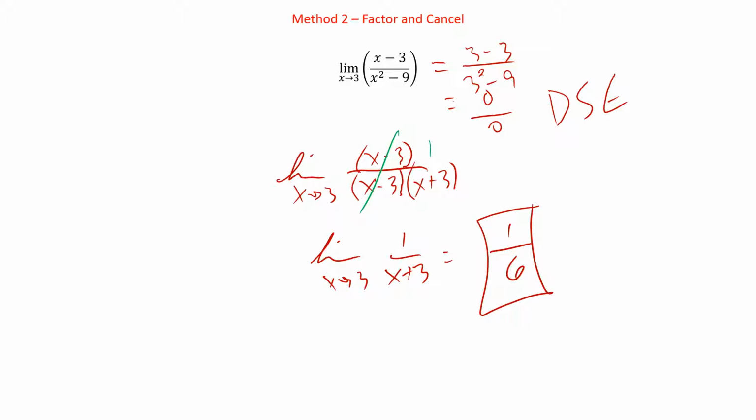But that's factoring and canceling. That would be our first step probably after substituting if we get 0 over 0. Now there is another option when we get 0 over 0, and that's going to be multiplied by the conjugate.